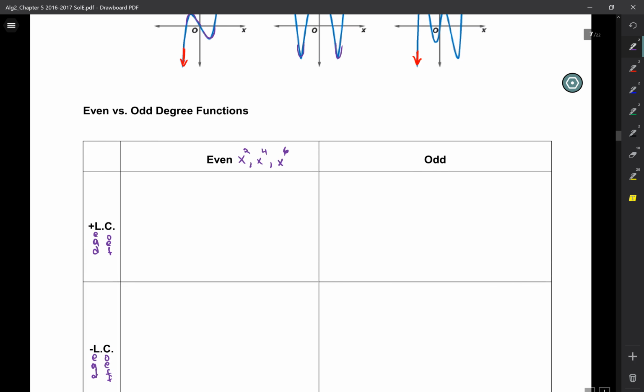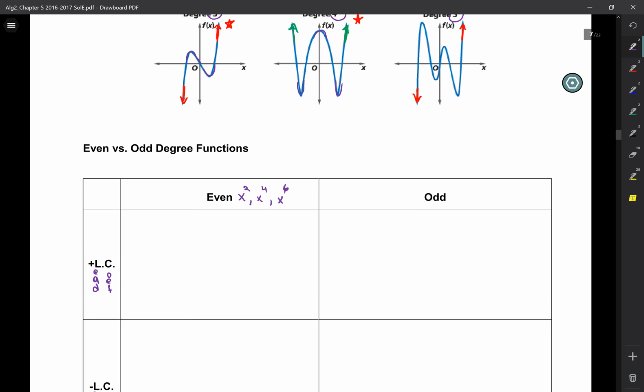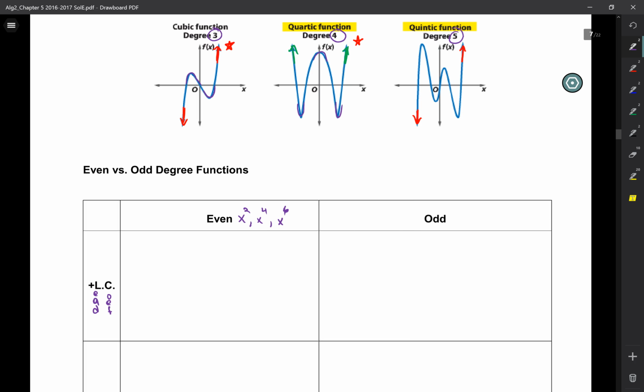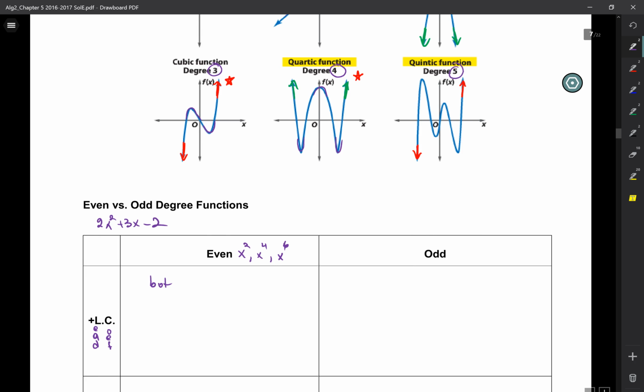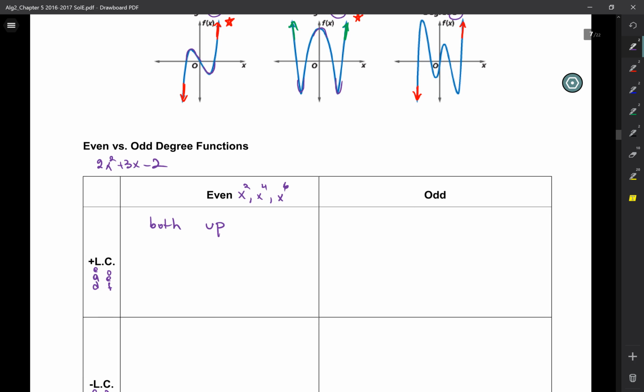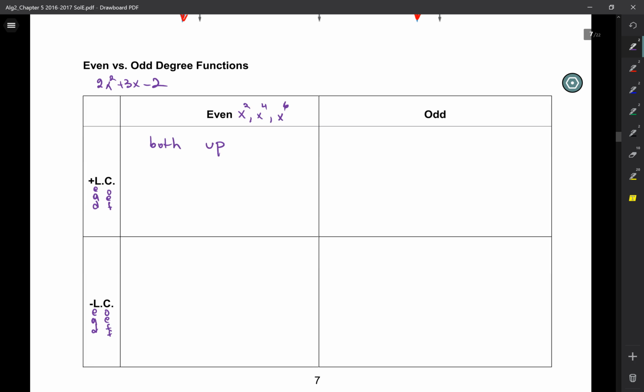Now, let's just take the small one, the one we're most familiar with, the x squared. Okay? If I have something like this, what is the leading coefficient there? That's a 2. If that leading coefficient is positive, what do we know about where the ends are going to go? Up. So both go up. Okay? And what if the leading coefficient is negative? They both go down.